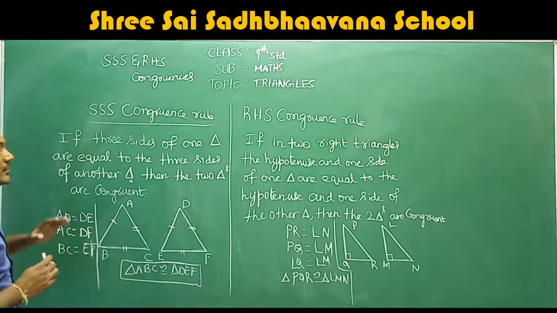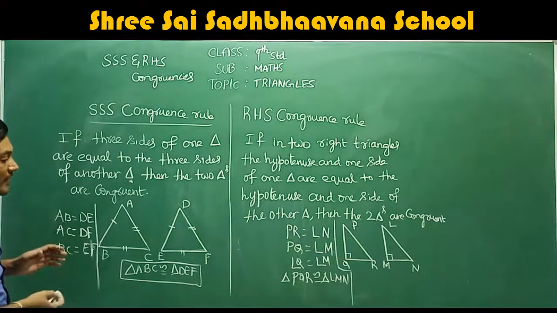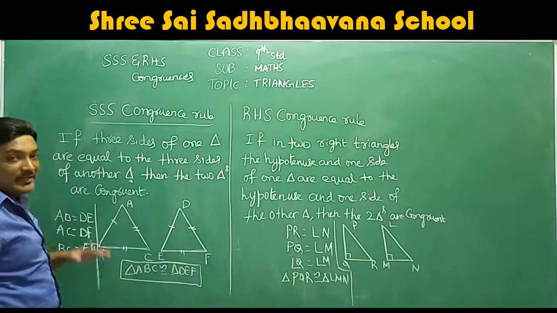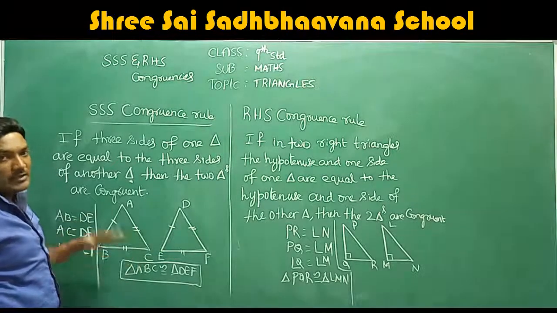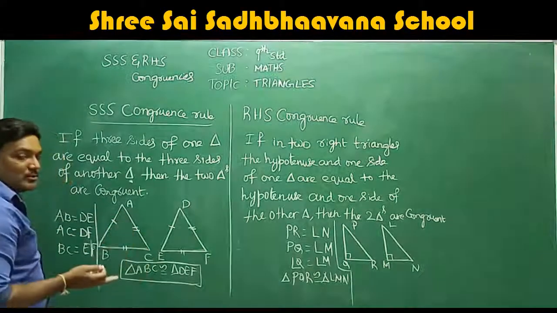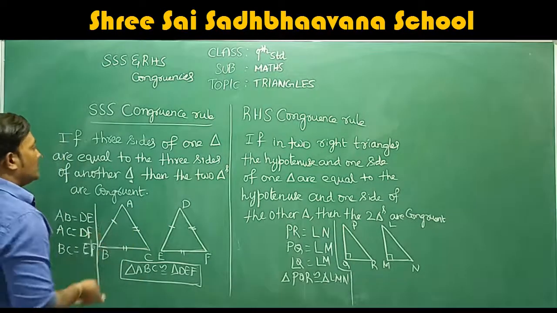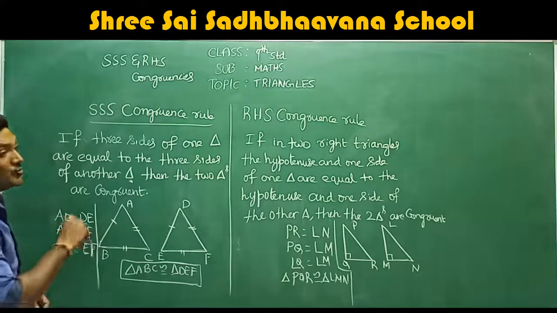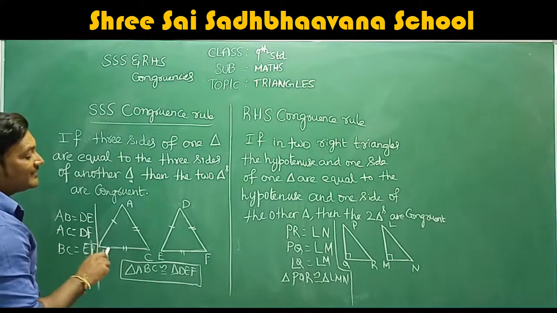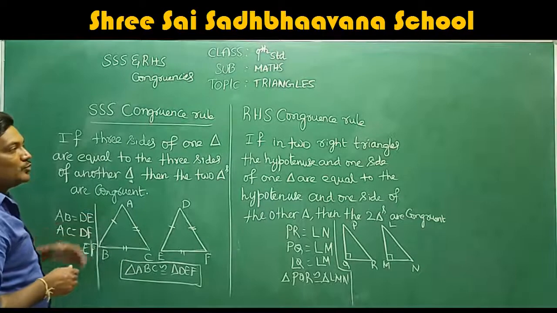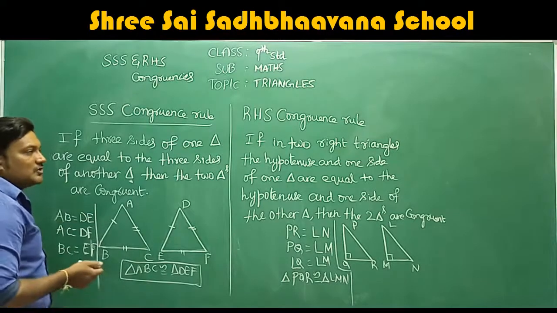So whenever we are comparing two triangles, if the corresponding sides are equal, then we can directly say that they are congruent to each other. No need to check the angles. If they are congruent to each other, of course angles should be equal. I hope you understood. The SSS congruence rule says in any two triangles, if the corresponding sides of the two triangles are equal to each other, then those two triangles are congruent to each other.